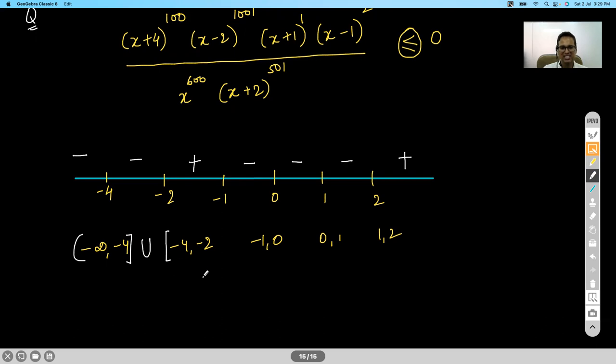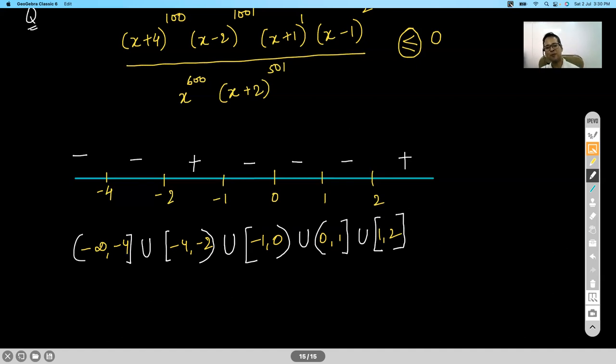So union, minus 4 included. Minus 2. Minus 2 comes from a factor in the denominator. So this cannot be included. Similarly, minus 1 comes from a factor on the top, which is included. 0 comes from a factor on the bottom, so which cannot be included. Again, 1 comes from a factor on the top, which is included. 2 comes from a factor in the top, which is again included. Is that fine? Any questions, any concerns with this so far? Okay. Now, please note that you should have actually included minus 4, 2, minus 1, and 1 in your interval.